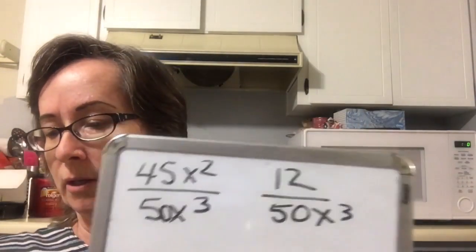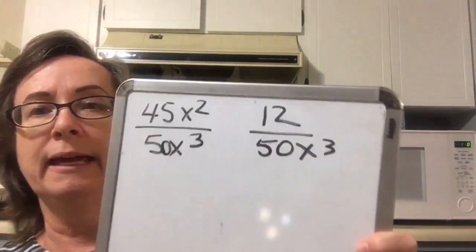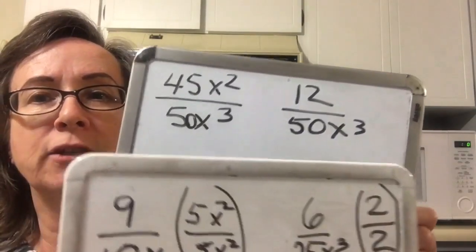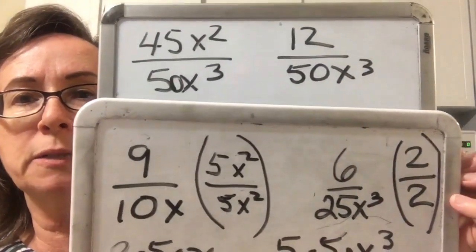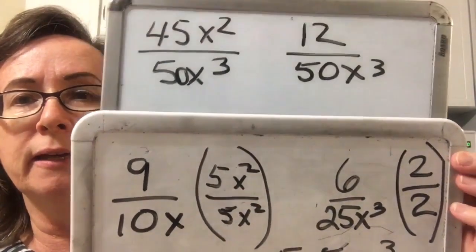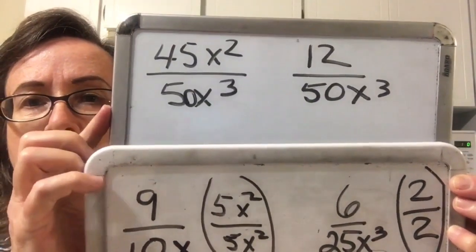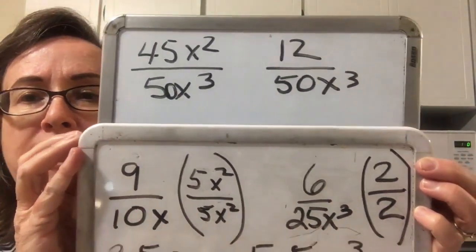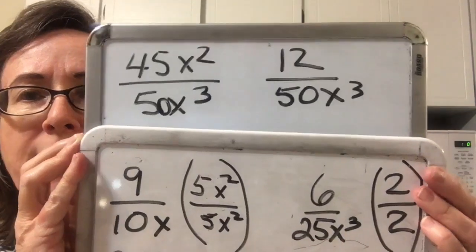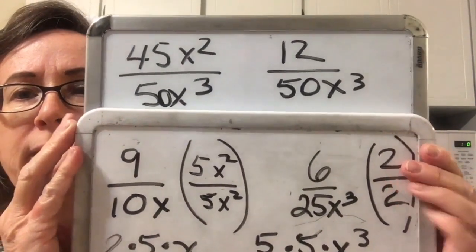And now look, I have the 2 rational expressions redone. So this is the new one, where they are both over the same denominator. Okay, so let's see if I can hold these with one hand.